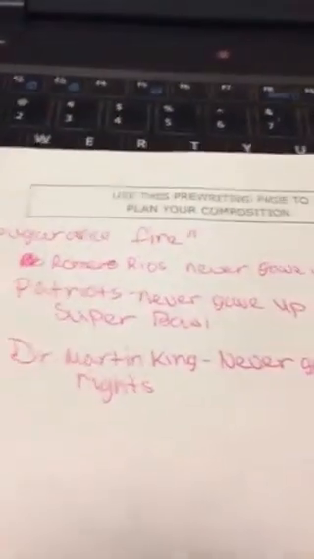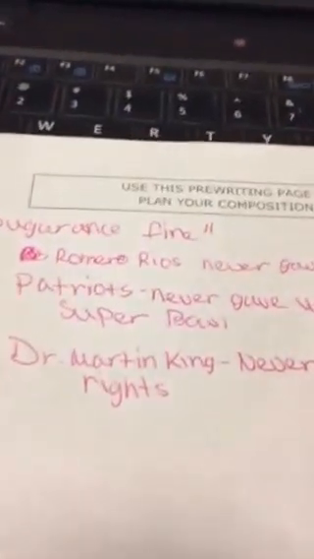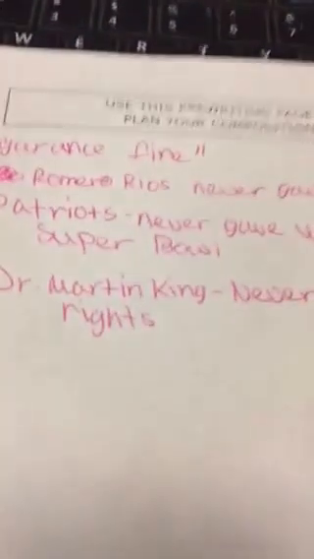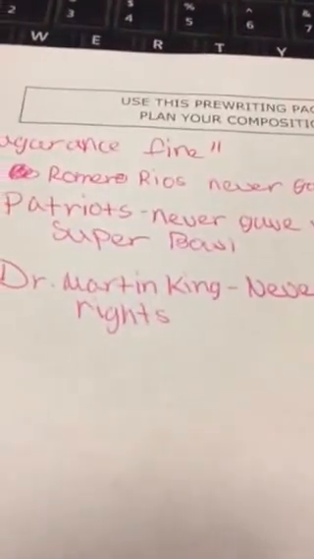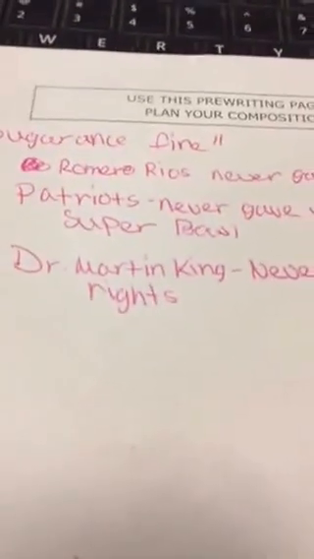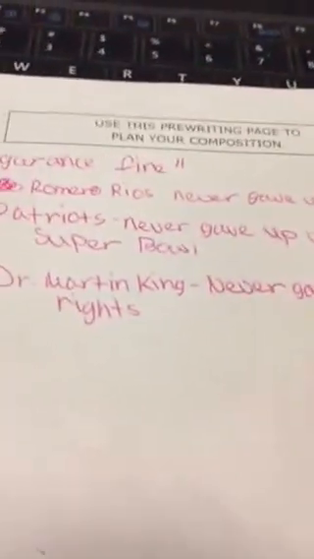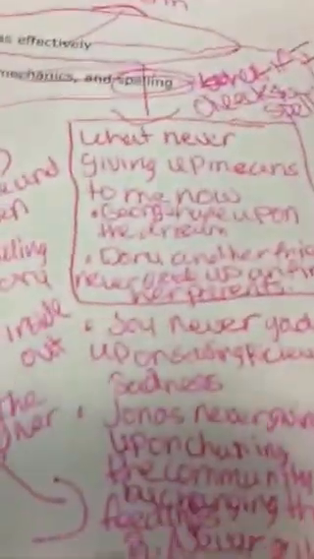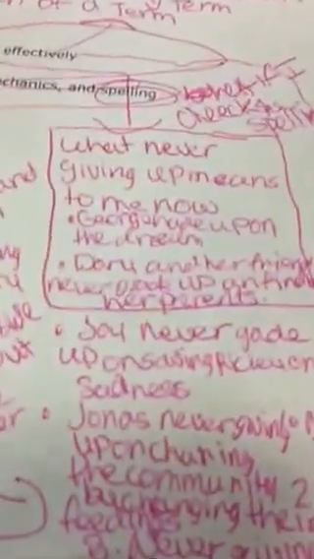She has Sugarcane Fire, one of the many David Rice short stories that we've read this year. She has The Patriots, when they never gave up on winning the Super Bowl, and she also has a reference of Dr. Martin Luther King, where he never gave up on civil rights. Now, obviously, she's not going to write about all of these, but she can easily choose 1 or 2 where she can go deeply with her explanation.